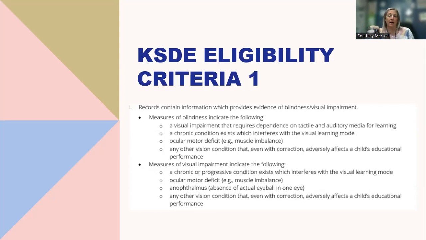They also may have an ocular motor deficit. So an imbalance of muscle, maybe one side's muscle does not work as well as their other side. And anophthalmos, which is the absence of an eyeball in one eye, or any other vision condition that even with correction would adversely affect their educational performance.